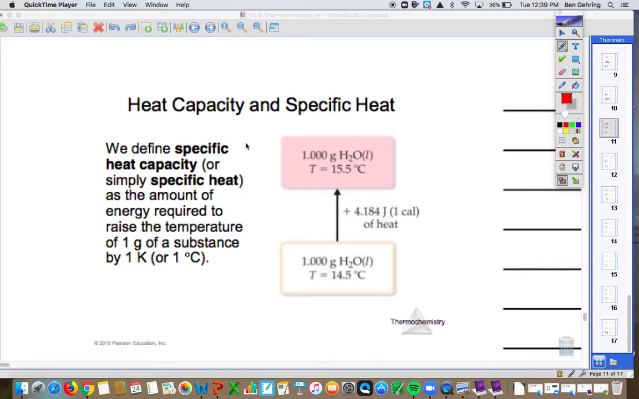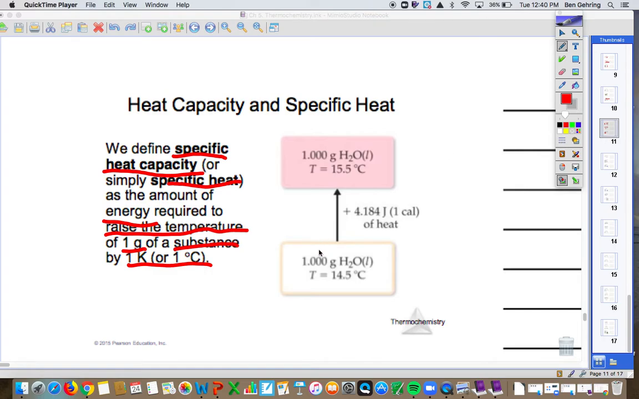Whether we call it specific heat capacity, as in the first bolded set, or just specific heat, we're looking at the amount of energy required to raise the temperature of 1 gram of substance by 1 Kelvin or 1 degree Celsius. So in here, we're changing 1 gram of substance by 1 degree Celsius.